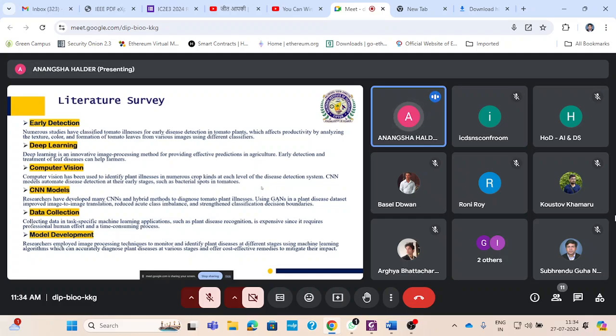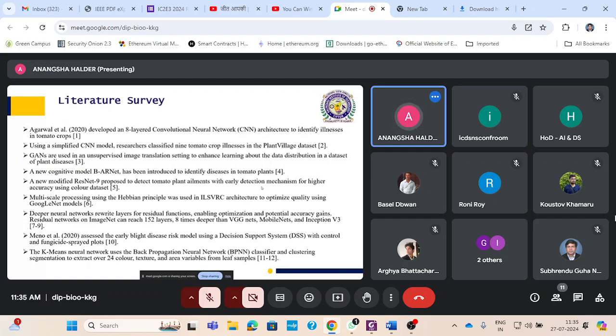The main focus of our literature survey is on the topics of early detection, deep learning, computer vision, CNN models, data collection, and model development, because many surveys were previously done on our topic, and those were mainly divided into early detection, because to classify the tomato illness for early disease detection, then using deep learning, because deep learning provides an innovative image processing method for effective predictions in agriculture, then coming to computer vision to identify plant illness using real time data, and then CNN models and hybrid methods to diagnose tomato plant illness, and then data collection. And further study includes model development.